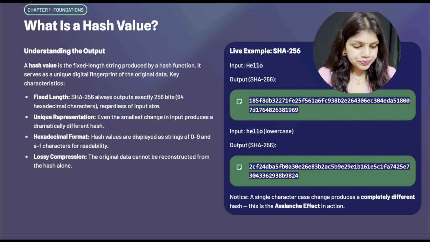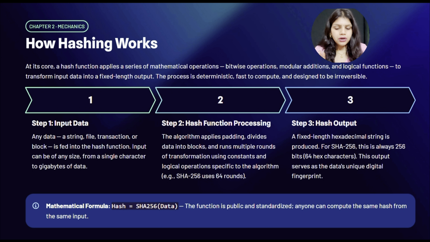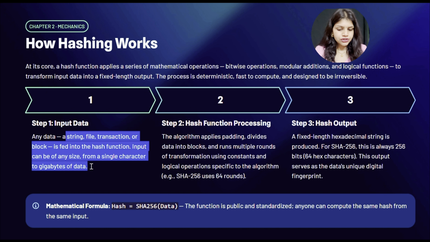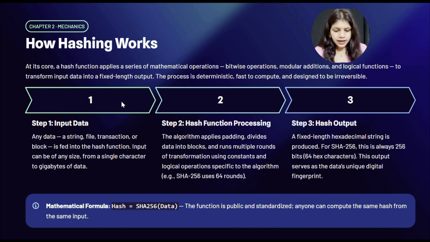Next is how hashing works. Input data can be anything: a string, file, transaction, or a block. That is fed into the hash function. The hash function does all the processing: it applies the algorithm, pads the data, divides it into blocks, runs multiple rounds, and after all the transformations we get the hash output. This is a fixed length hexadecimal string. The length is based on the algorithm you are using, like SHA-256, whatever the algorithm is. And then the hash value.